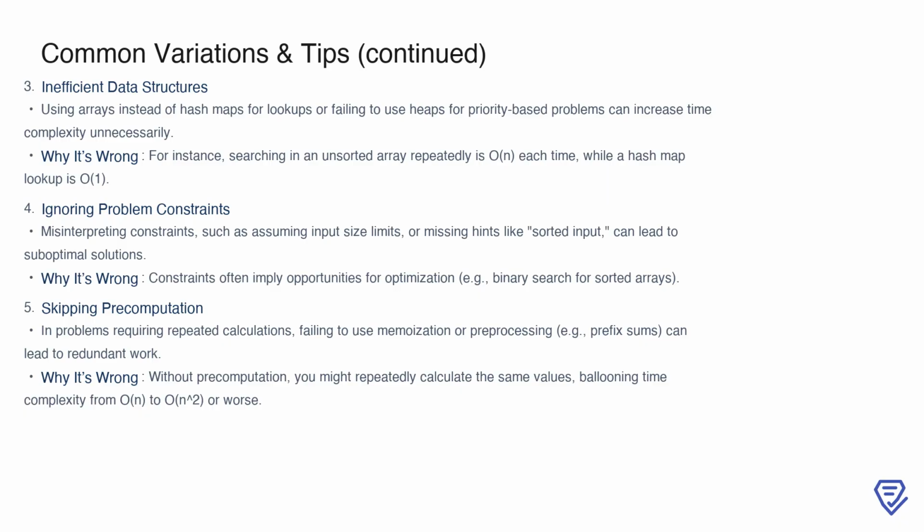Additionally, skipping pre-computation is another frequent oversight. For problems requiring repeated calculations, techniques like memoization or pre-processing, such as building prefix sums, can save significant computation time. Without these optimizations, you may end up recalculating the same values multiple times, unnecessarily increasing the time complexity from O(n) to O(n squared), or worse.